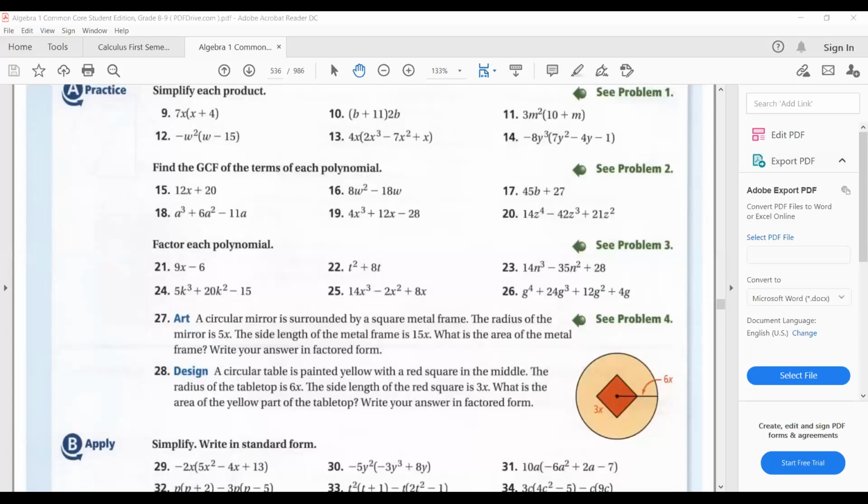Now, number 23. 14n cubic minus 35n squared plus 28. What do we have to do at the first step? Teacher, which question? 23. Okay. Now, I wrote the terms 14n cubic, 35n squared, and 28.